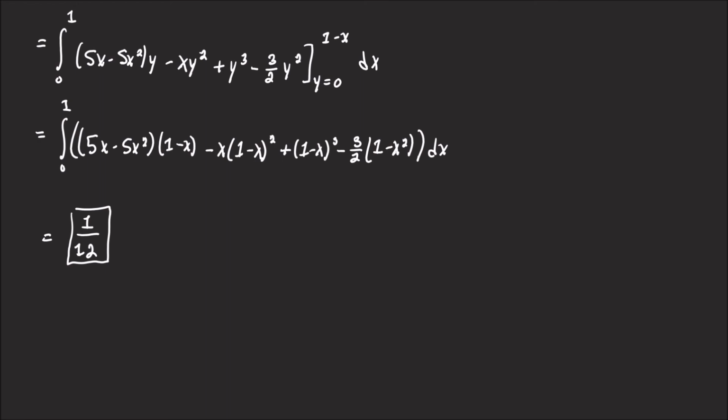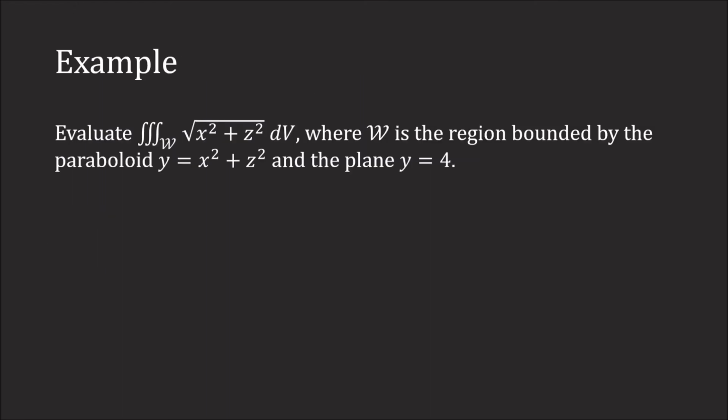That was tested in Calculus 1 and Calculus 2. So now let's go ahead and evaluate the triple integral over W of the square root of x squared plus z squared, where W is the region bounded by the paraboloid y equals x squared plus z squared and the plane y equals 4. So here I'm going to try to sketch out the projection.